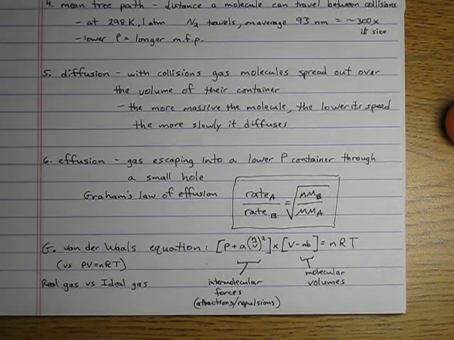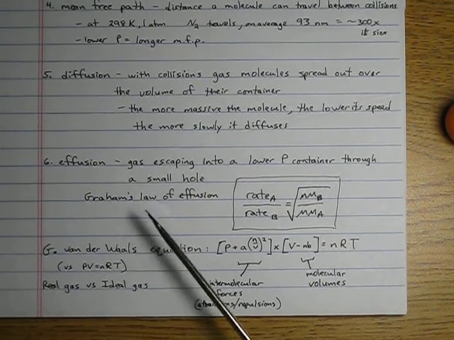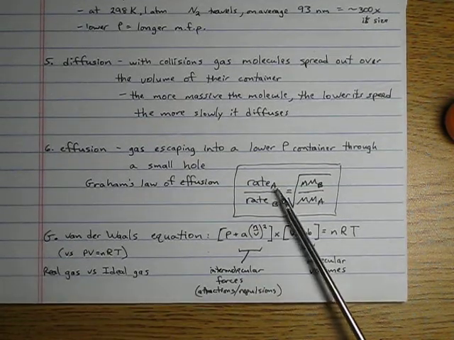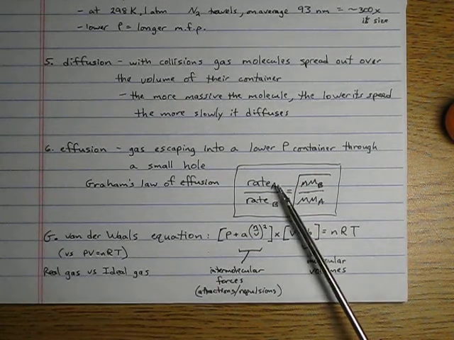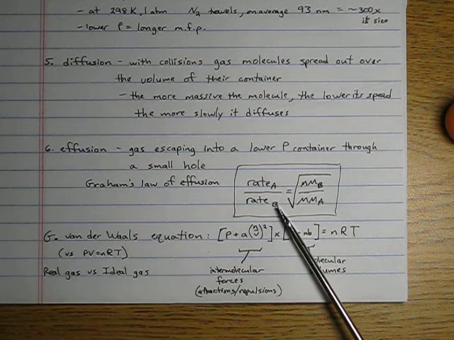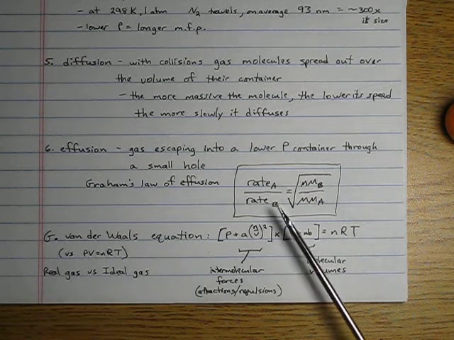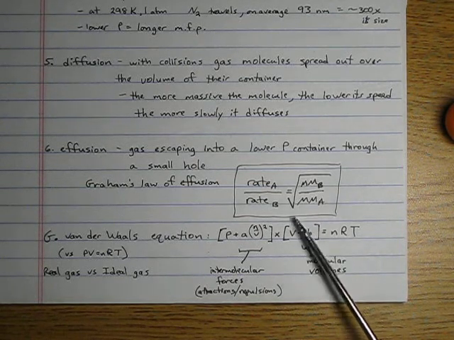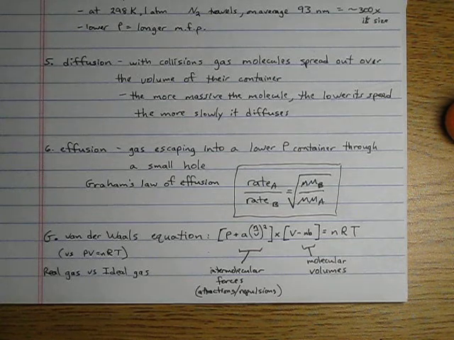Okay, but Graham looked at that, and what Graham found was that the rate of any gas A effusing through that hole divided by the rate of gas B effusing through that hole is equal to the square root of the molar mass of B divided by the molar mass of A.